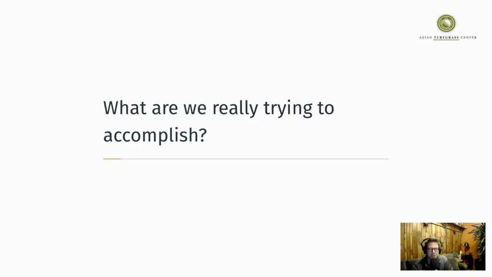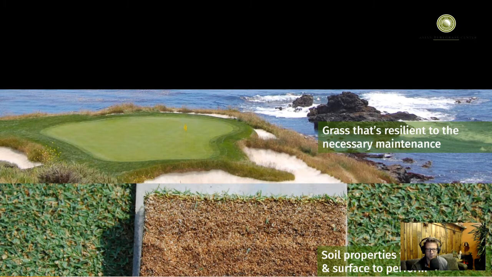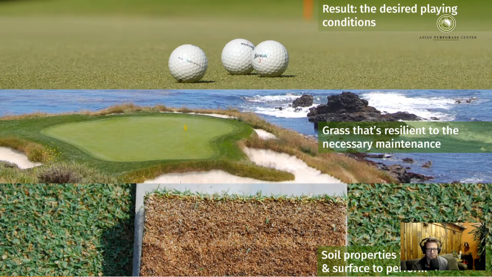In this presentation, I described all of the things that I think are especially useful to measure. I start off by thinking that what we are trying to accomplish is having soil properties that allow grass to grow and the surface to perform. So the soil properties need to be correct. And if we have those soil properties, we can then have grass that's resilient to the necessary maintenance. And if we have grass that's resilient to the necessary maintenance, we end up with desired playing conditions.